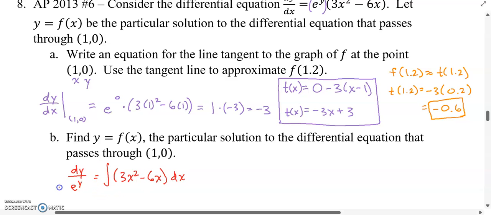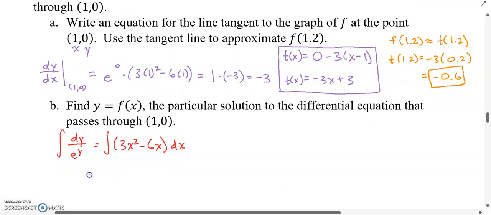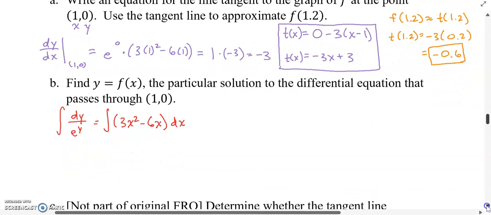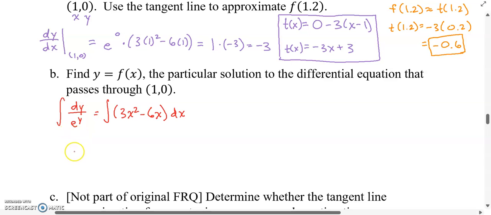And when we anti-differentiate both sides of this, we're going to find that the left side, well, we can just jump straight to the answer if we like to, but remember that this e to the y in the denominator is e to the negative y in the numerator. So if you can do this in your head, great. But I'm going to maybe show a few extra steps here.